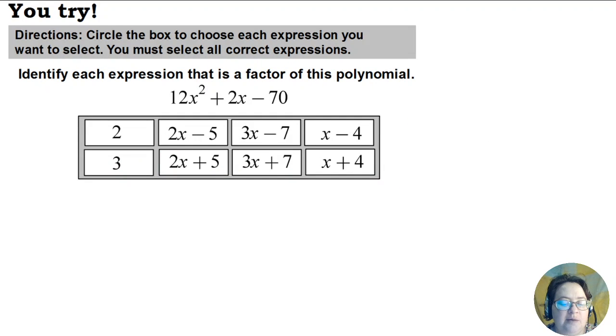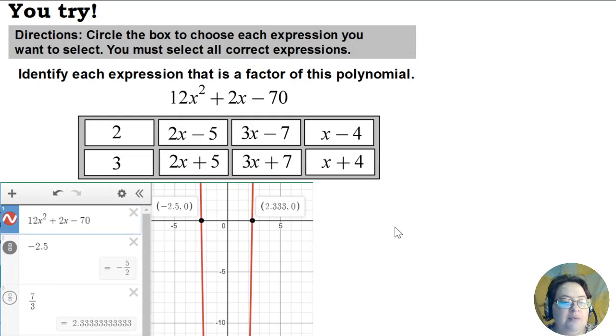All right, last example for today. It says identify each expression that is a factor of this polynomial. I do want you to try this one, but I am going to give you a hand with this one. So when we plug it into Desmos the first time, we have negative 2.5 as a zero, which changes to negative 5 halves. And then we have 2.333.